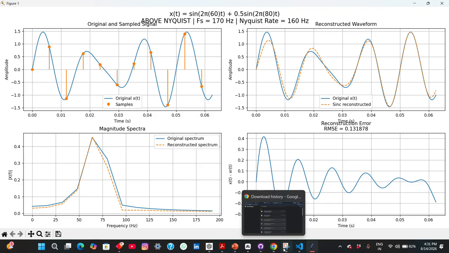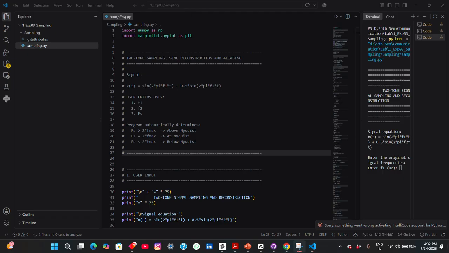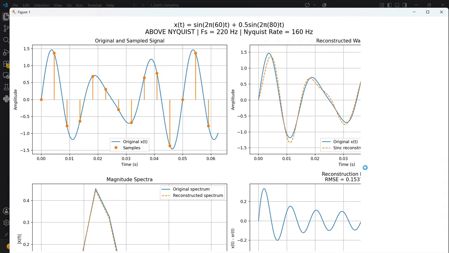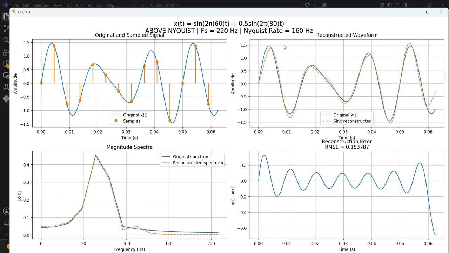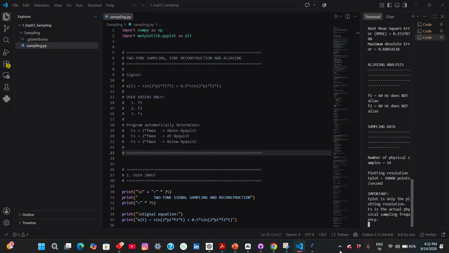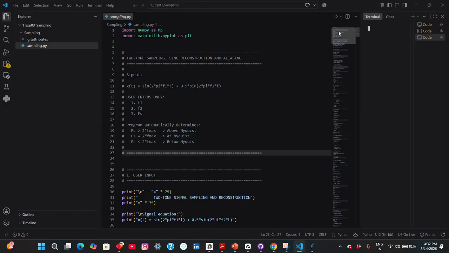Now let's take a sampling frequency of 220 Hz. So again we are getting error. We see the Nyquist rate is 160 Hz and the sampling frequency is 220 Hz. We are still getting some noise, although it is very low. So from here, it is concluded that although theoretically we should get the original signal above the Nyquist rate, we still get some error. So let's increase the sampling frequency.